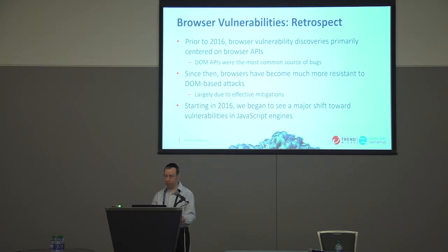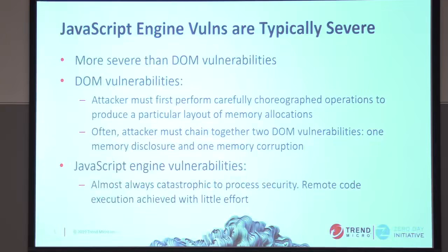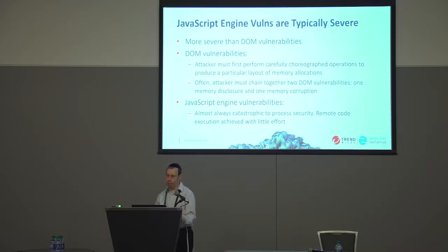In recent years, the JavaScript engines of the major browsers have become a rich source of vulnerabilities. What is worse, vulnerabilities in JavaScript engines tend to be highly critical in impact. Contrast this with the DOM vulnerabilities of years past. A typical DOM vulnerability would give the attacker the ability to perform a very tightly constrained form of memory disclosure or memory corruption.